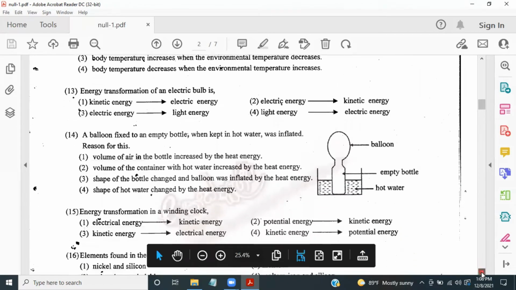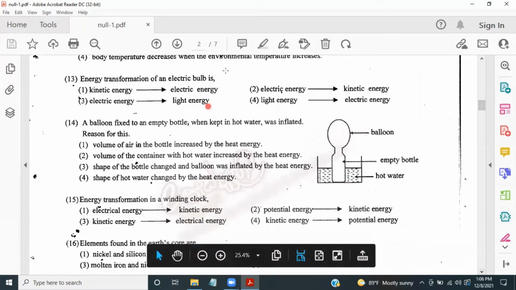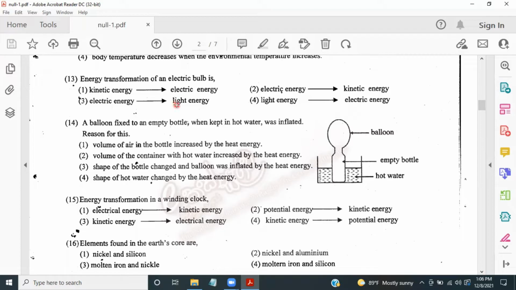13. Energy transformation of an electric bulb. For an electric bulb, we supply electricity. It converts into light energy. Answer number 3.